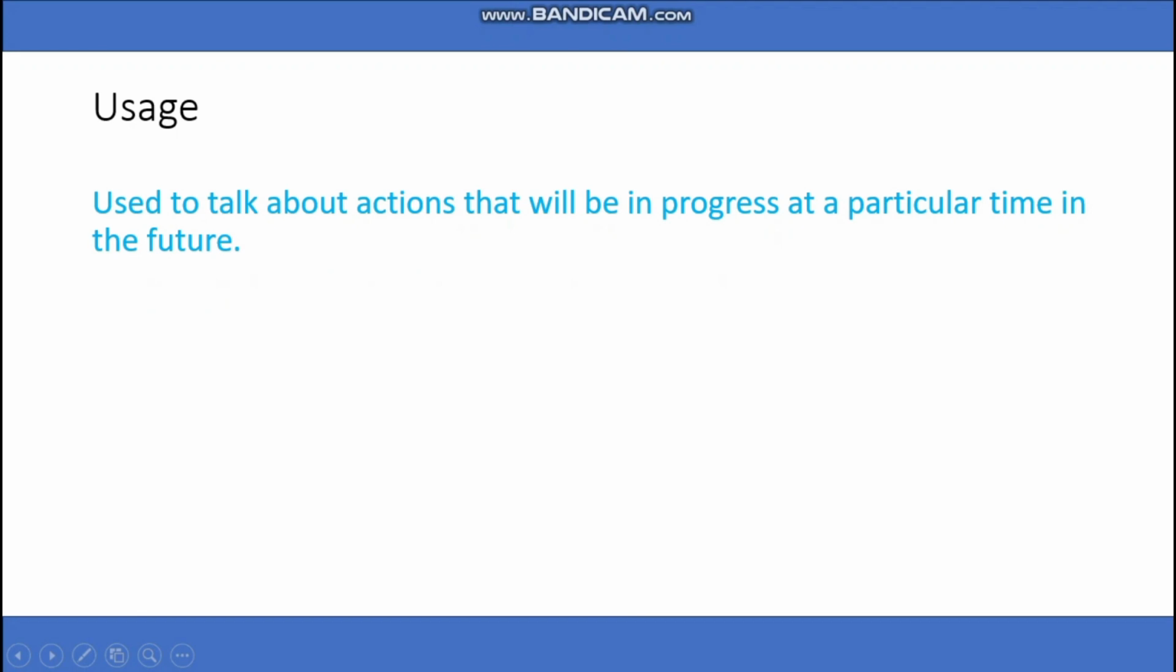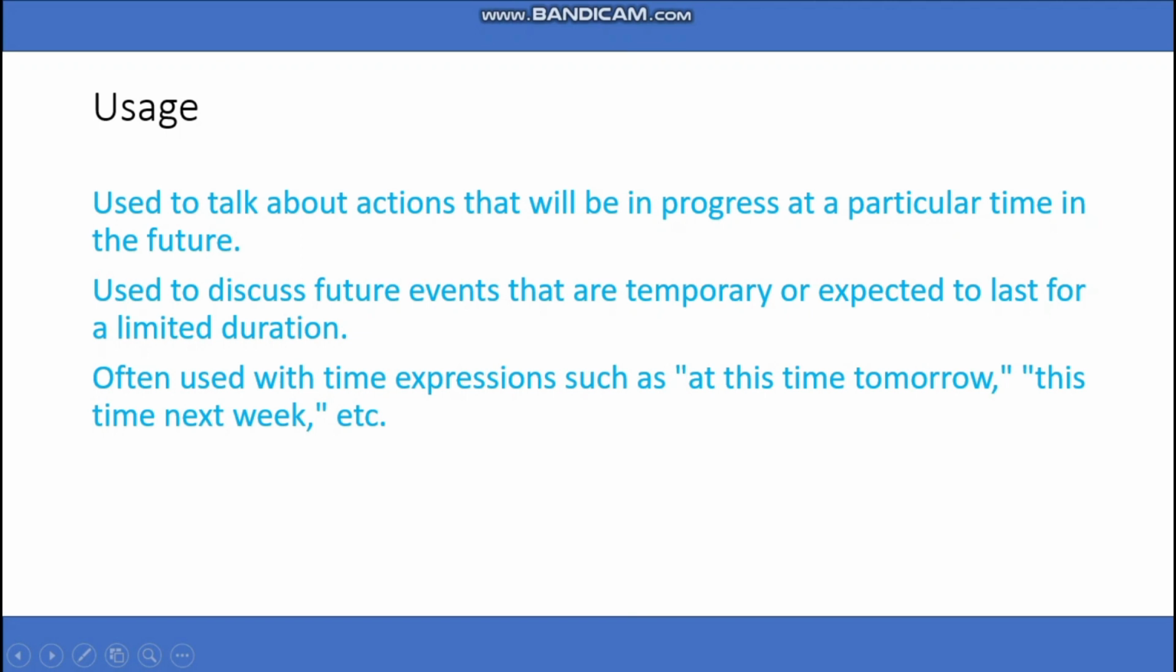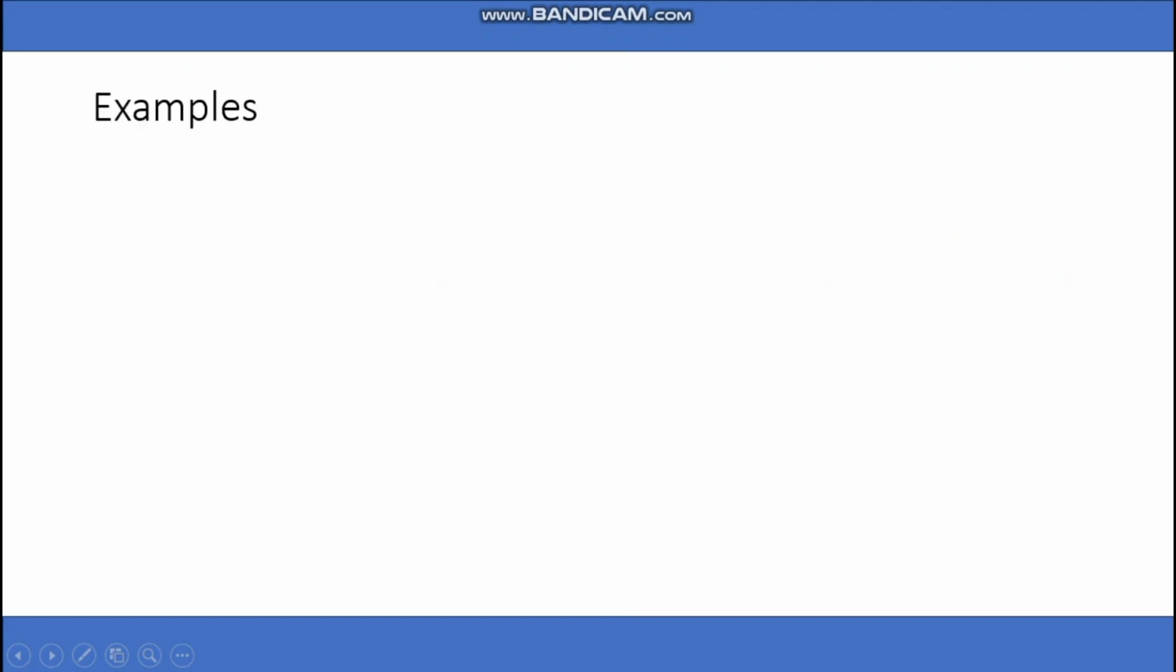Use: we use it to talk about actions that will be in progress at a particular time in the future. It is used to discuss future events that are temporary or expected to last for a limited duration. Means the action will continue but it has to be closed. It is often used with time expressions such as at this time tomorrow, this time next week, etc. This is another use of future continuous tense.